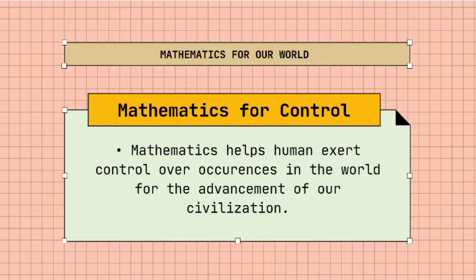To ensure that greenhouse gas concentrations in the atmosphere are kept at levels that will not interfere with the climate system, the United Nations Framework Convention on Climate Change was signed in 1992 and has 197 parties as of December 2015. So in summary, mathematics for control. It's that mathematics helps humans exert control over occurrences in the world for the advancement of our civilization.